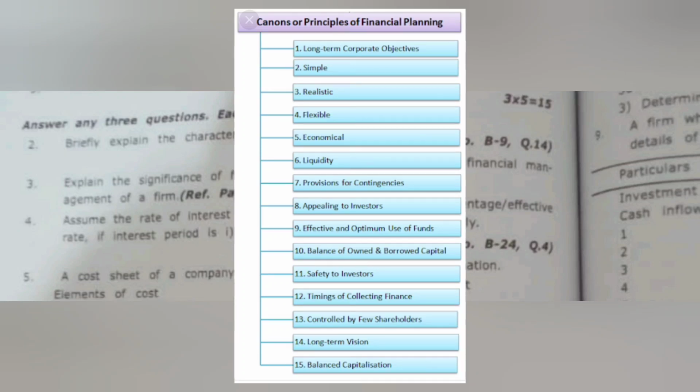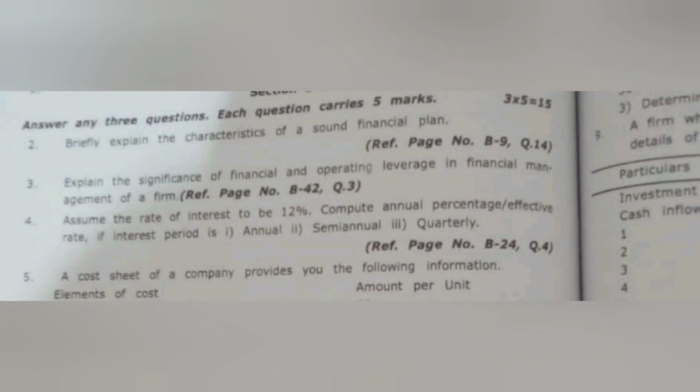More common principles of financial planning are long-term capital and corporate objective. It should be simple, very realistic, flexible, economical, liquidity should be there, appealing to investors, and effective and optimum use of funds should be done. They need to balance owned and borrowed capital, they should secure the interest of the investor, and they need to collect on a timing basis. These all are theory which are very important.